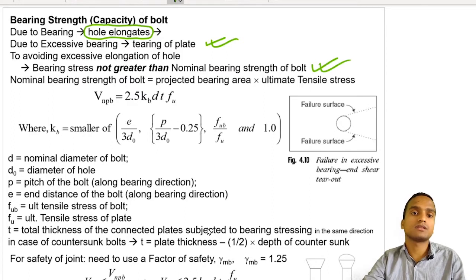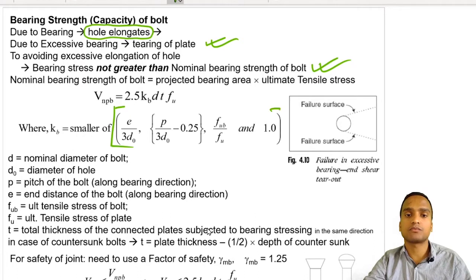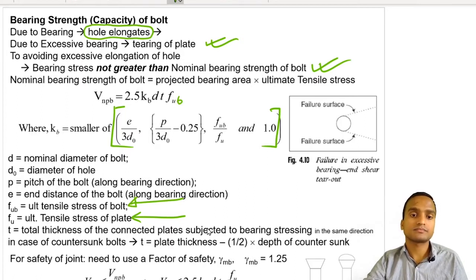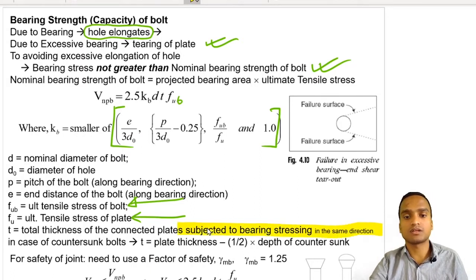Now how to calculate this nominal bearing strength of a bolt? This VNPB is given by IS 800 as equal to 2.5 KB d t into FU. Now KB is the smaller of these four values which we have to calculate, and all the notations I have discussed already. And here FUB is used, not FU, okay, because FU is the ultimate tensile stress of the plate, and FUB is the ultimate tensile strength of the bolt. Okay, t is the total thickness of the connected plates subjected to bearing stress in the same direction. Okay, so this I will try to explain in the numericals also.